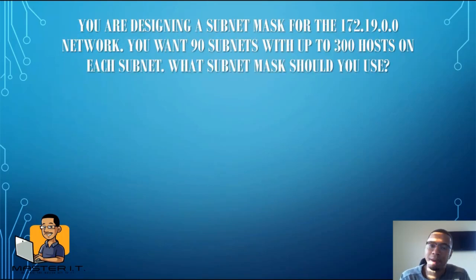You're designing a subnet mask. Here comes some math for you. You're designing a subnet mask for the 172.19.0.0 network. You want 90 subnets with up to 300 hosts on each subnet. Which subnet mask should you use? What do we think?